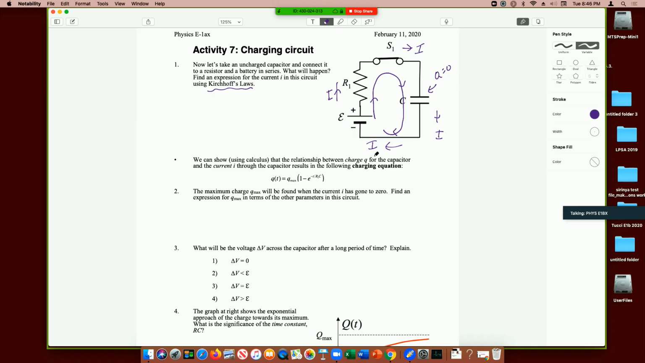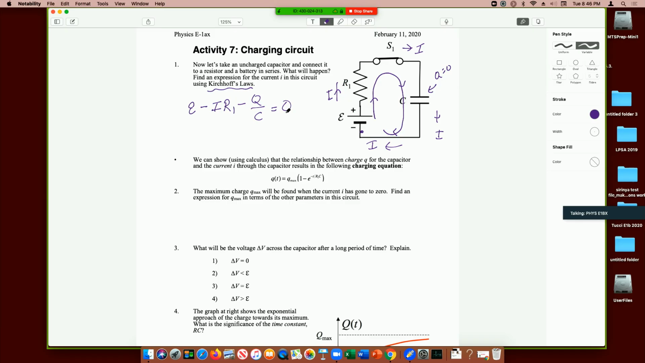So let's just apply the loop law. If I start here and I go this way, this is going to be just E, the voltage of the battery. Then I hit this first resistor, and my current is going in the same direction as my loop, so it's going to be minus I times R1. Who cares about the switch? Then I go to the capacitor, and my loop is in the same direction as the current through the capacitor, so it's going to be minus Q over C equals 0.